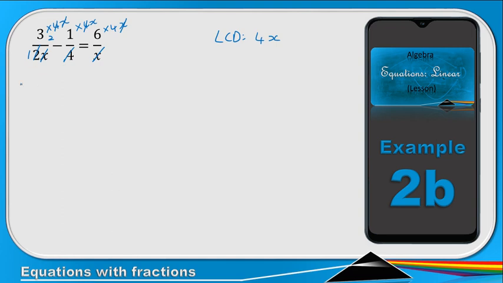Now let's write down what is left. Over here we've got 3 times 2 basically, so that's 6, minus 1 times x, so that's just negative x, is equal to 6 times 4, which is 24. Right, so let's take the constant over to the other side. So if negative x equals to 24 minus 6, so negative x is equal to 18, and therefore x is equal to negative 18 when I divide negative 1 on both sides.